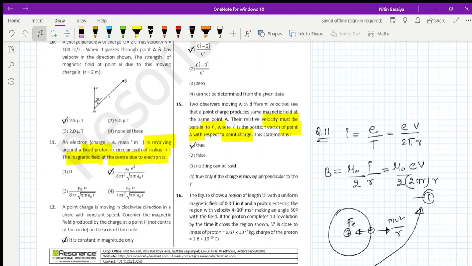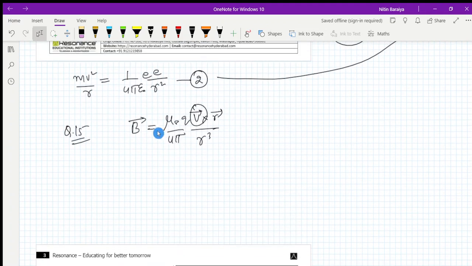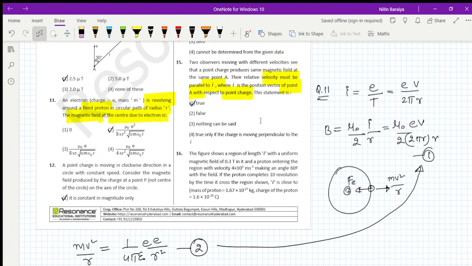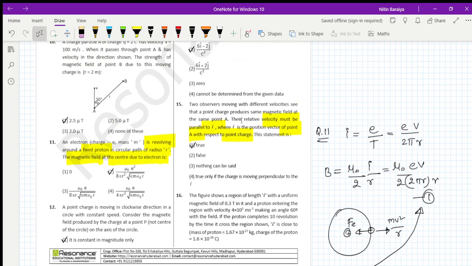The two observers moving with different velocities see that the relative velocity must be parallel to r vector, where r vector is the position vector of the point A with respect to the point charge. Okay. So the two observers are moving with different velocities. They see that a point charge produces the same magnetic field. It means that this quantity is the same for both of them. And what else is the same for both of them? The relative velocity must be parallel to r vector.